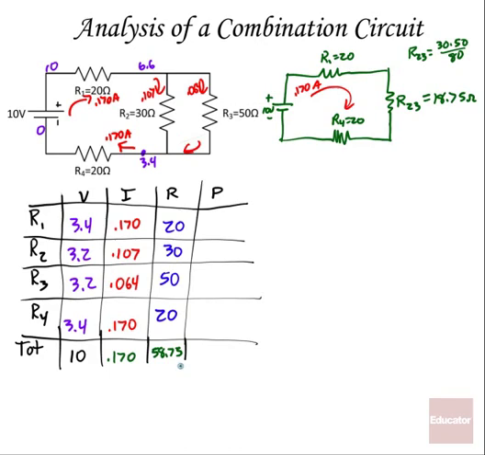They add up. Now, to finish this off, let's calculate our powers. V times I: 3.4 times 0.17 is 0.578 watts, 3.2 times 0.107 is 0.341 watts, 3.2 times 0.064 is 0.205 watts, 3.4 times 0.17 is 0.578 watts again, and our total, 10 times 0.170, is just going to be 1.7 watts, which is what I should get when I add all these up, and I do. So that's how you could analyze a combination circuit. Simplify it until you can figure out some more of your unknowns and use your table to help organize all your thoughts.